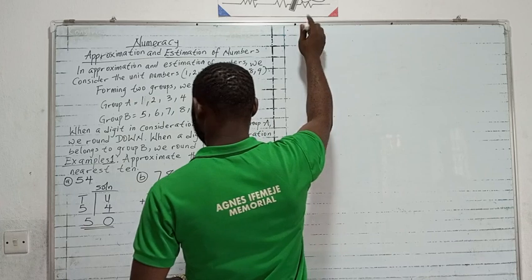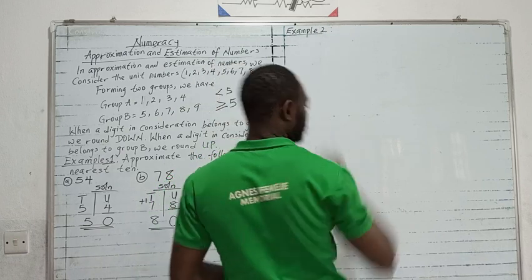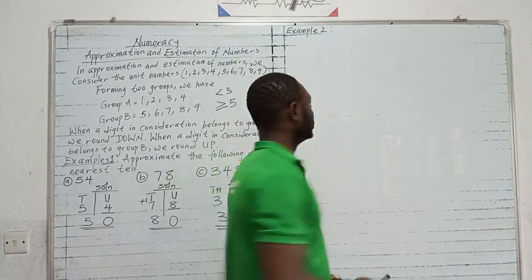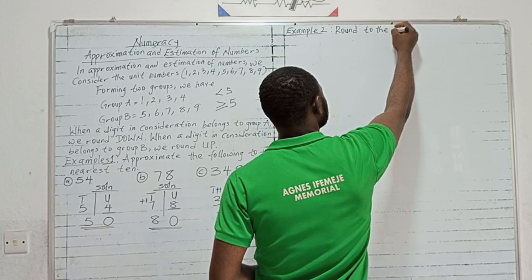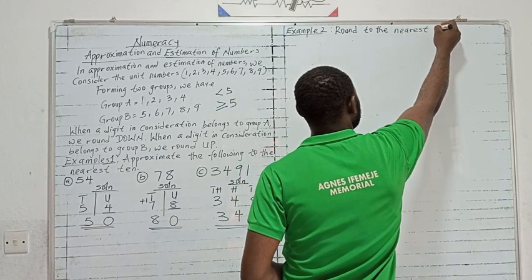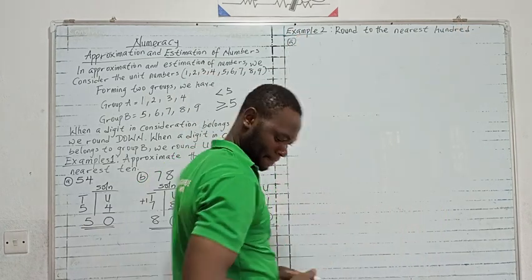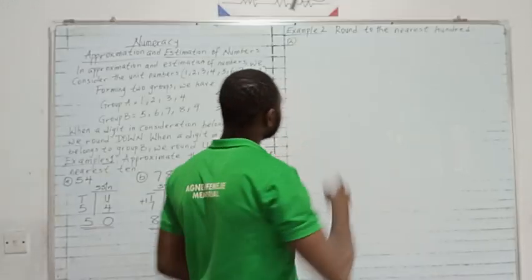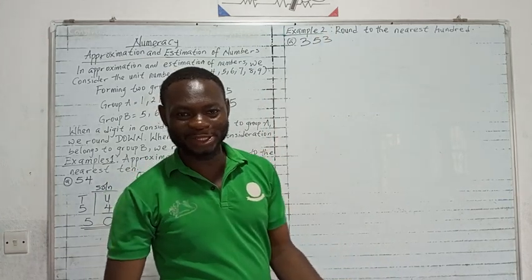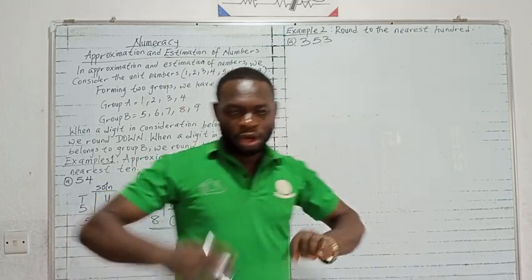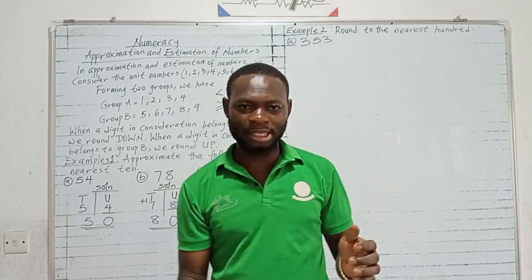Example 2. It says, round to the nearest 100. A. 353. Now we are rounding to the nearest 100. Okay? And remember what I said. When you are asked to round to the nearest tens, you consider the unit. If you are rounding to the nearest 100, you consider the tens.